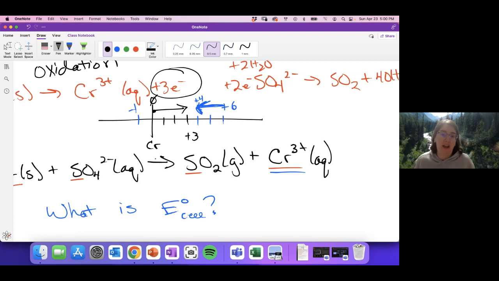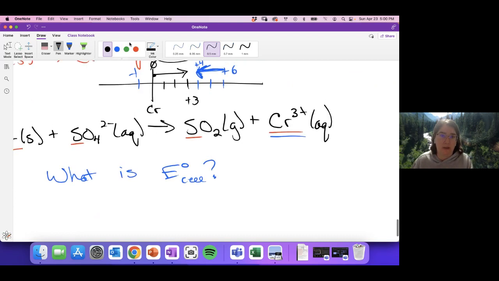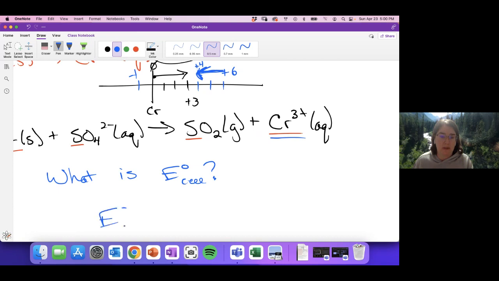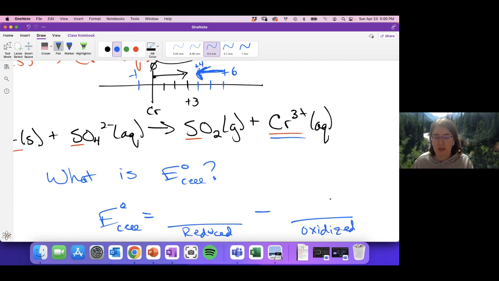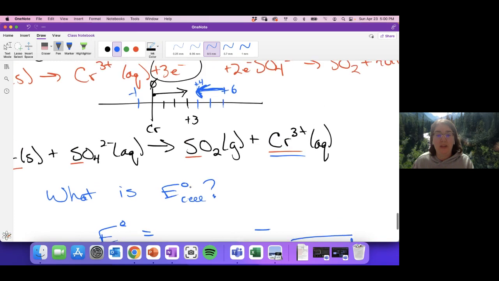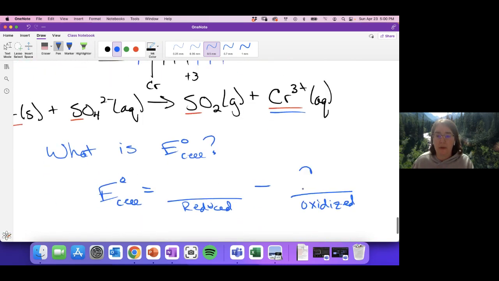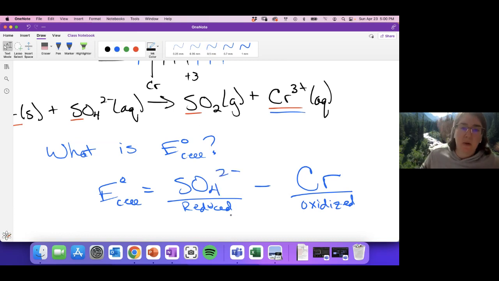So since I now know that, what I'm going to do for E cell is my E cell standard is going to be equal to whatever number is being reduced minus the number of the thing that's being oxidized. Just pulled off the table. So that means I've already figured out that I want my chromium to be here and I want my sulfate to be here. So that's the goal. So now I'm going to go ahead and go to my table.